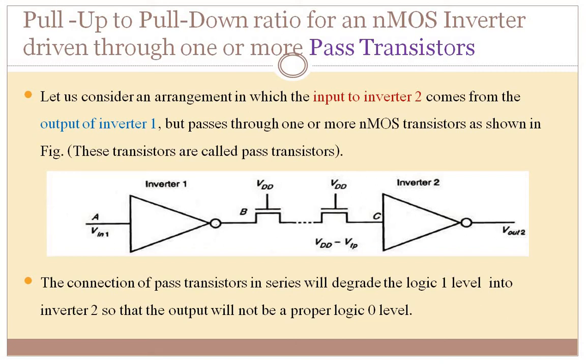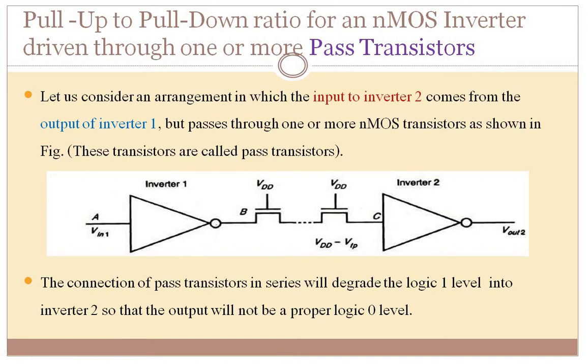So in this arrangement, the input to inverter 2 comes from the output of inverter 1, but it passes through one or more pass transistors, which, as shown in the figure, are one or more nMOS transistors. They are kept in series, and this is one of the applications of the MOS transistor. Now the series connection of the pass transistor will degrade the logic level 1 into inverter 2, so that the output will not be a proper logic 0 level.